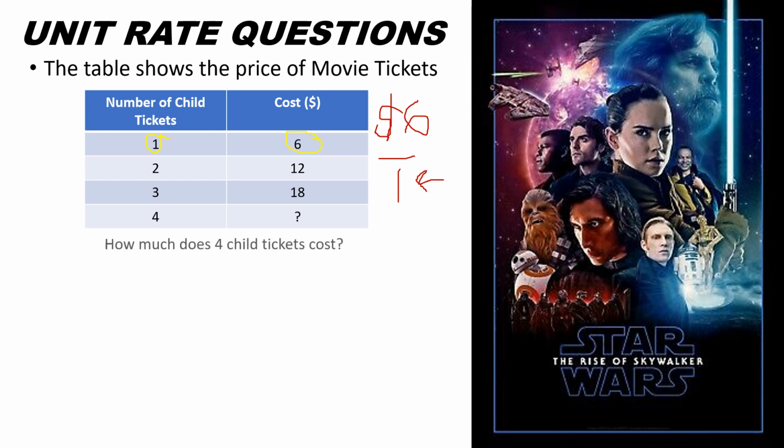Now the question that I'm going to ask you is how much does 4 child tickets cost? So by simply looking at this, you could notice that 1 times 6 gives me a cost of $6. So the cost of 2 tickets was just 2 times 6, or $12. The same for 3 times 6 tells us that 3 tickets cost $18. So if I'm looking for 4 child tickets and I want to know how much that costs, you really need to multiply it by 6 to see that 4 child tickets would cost you $24.